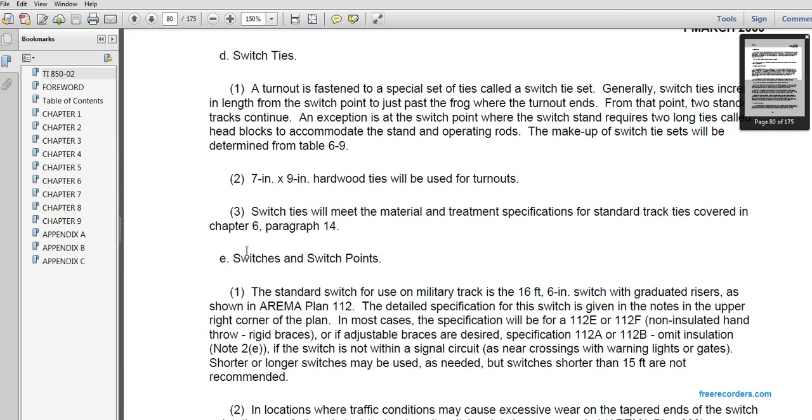2. The size 7-inch, 9-inch hardwood ties will be used on turnout. Switch ties will meet material treatment specification standard tracks covered in Chapter 6, Paragraph 14. E. Switches and switch points.